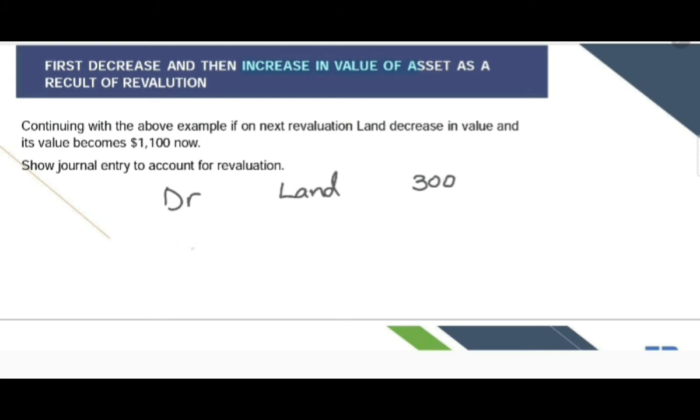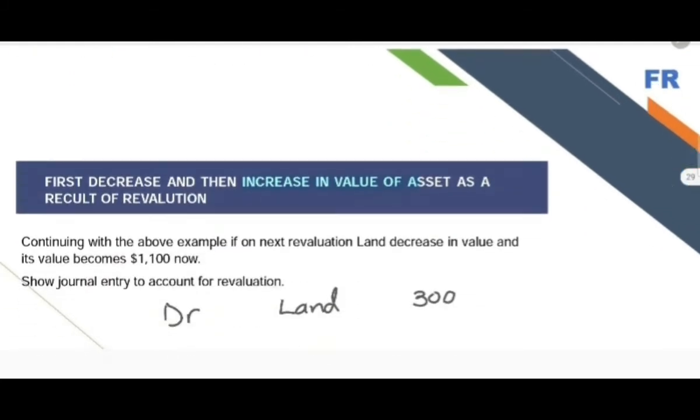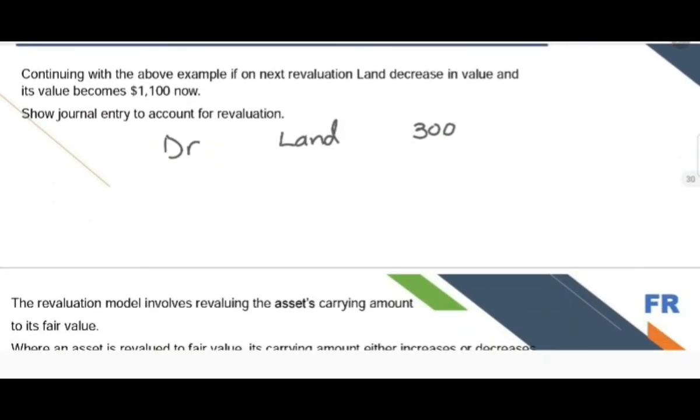Then whatever amount you have recorded as an expense in the previous year would be credited first, 200, and the further increase in the value of land would be recorded as revaluation surplus. So this will be the entry for recording a first decrease and then an increase in the value of the asset.